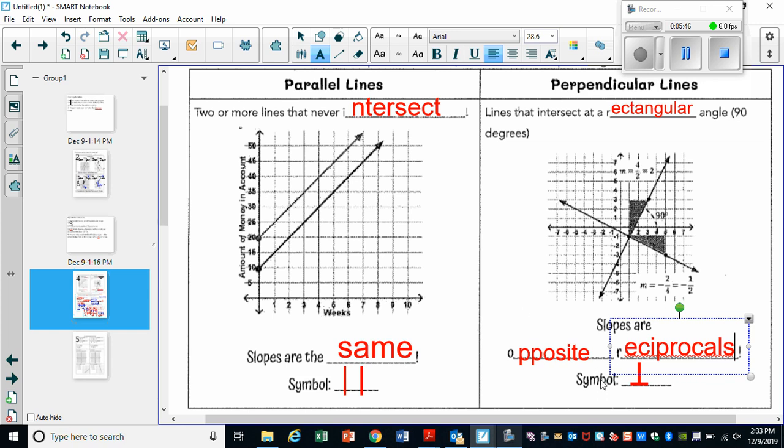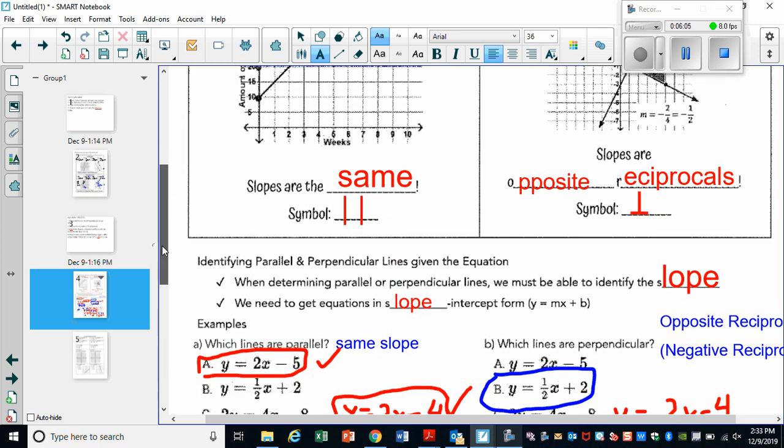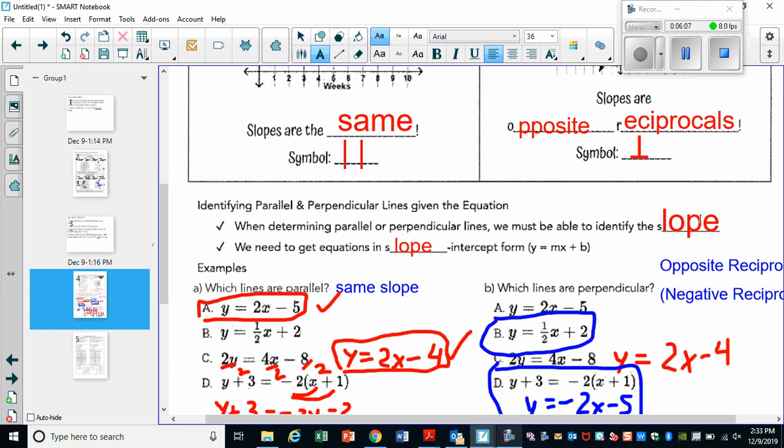And the symbol for perpendicular lines is an upside down T. So anytime you see an upside down T, that means two lines are perpendicular at a point. So that's just the general symbol. Now, for perpendicular and parallel lines, we identify the slope of the original line, or both lines, and we need to get equations in the slope-intercept form, which is y equals mx plus b.